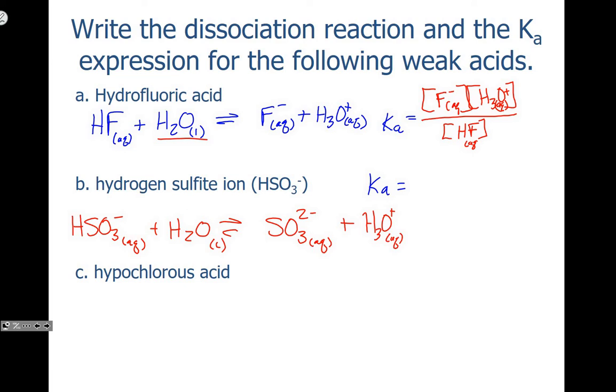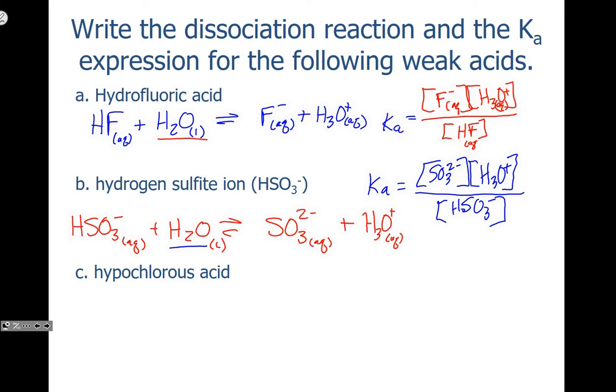Okay, so what's my Ka going to look like? What am I not going to include? Do not include water, solids or liquids. My products are what? SO3 2 minus, good. And H3O plus, divided by what? HSO3. Okay, really quickly, do the bottom one.